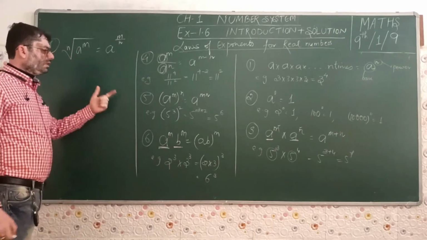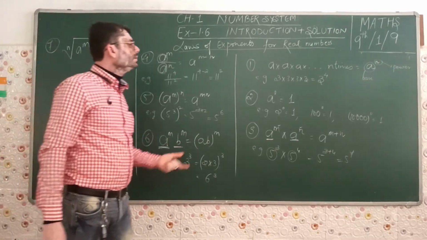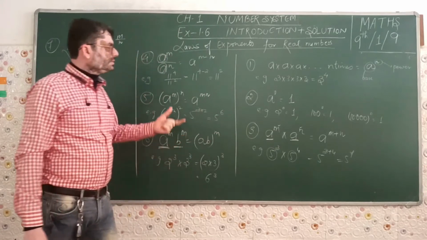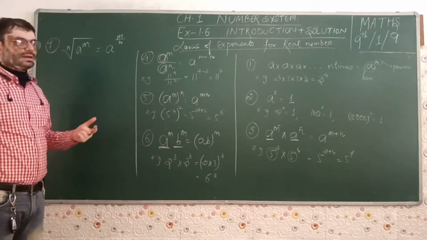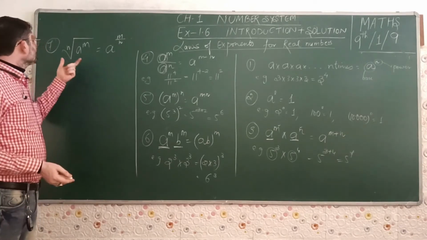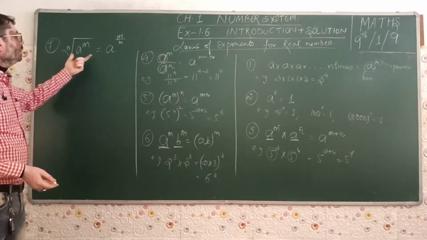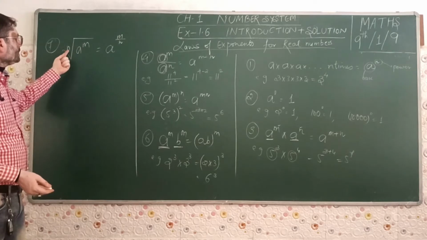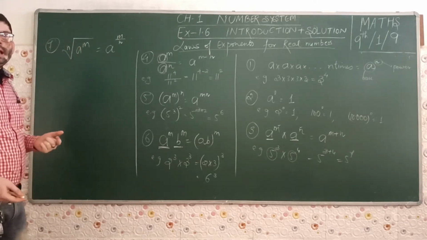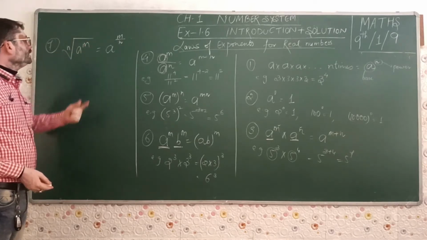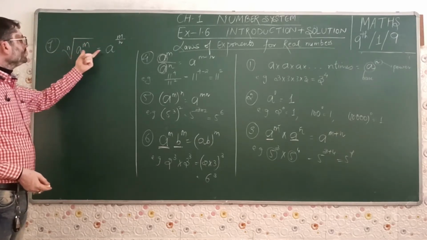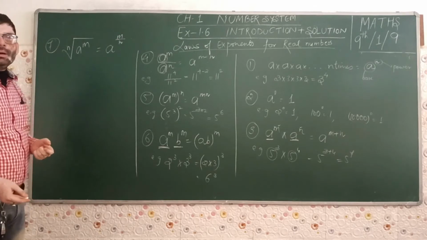Moving on to this, all these 1, 2, 3, 4, 5, 6 we have gone through in our previous classes. Now in class 9, let us introduce one more exponent, that is nth root of a to the power m. This is what we say as nth root of a to the power m, that can be written as a to the power m by n.